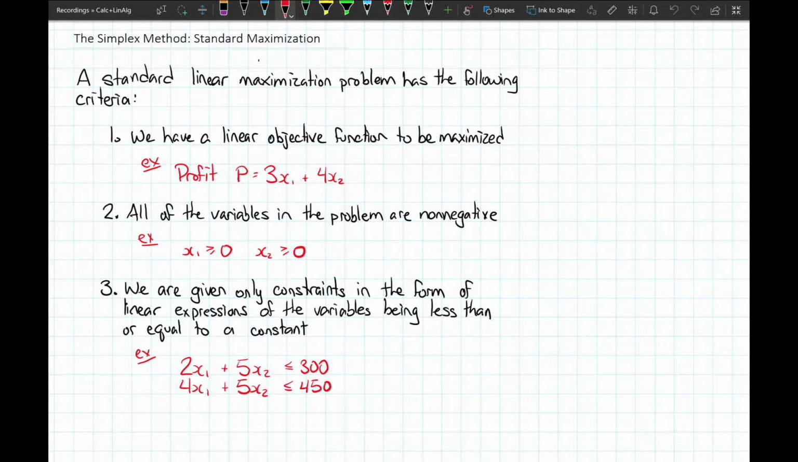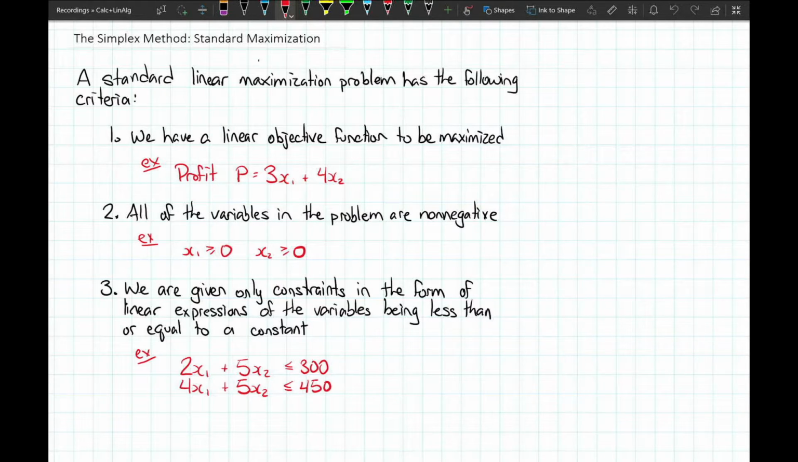So I've got an example here. Profit is 3x1 plus 4x2. I've got two variables. I've just numbered them. x1 and x2 greater than or equal to 0. Not the same thing as being positive. They could be equal to 0. And also here I've got two constraints. 2x1 plus 5x2 less than or equal to 300. 4x1 plus 5x2 less than or equal to 450. And those are the two linear constraints, both with less than or equal to symbols.